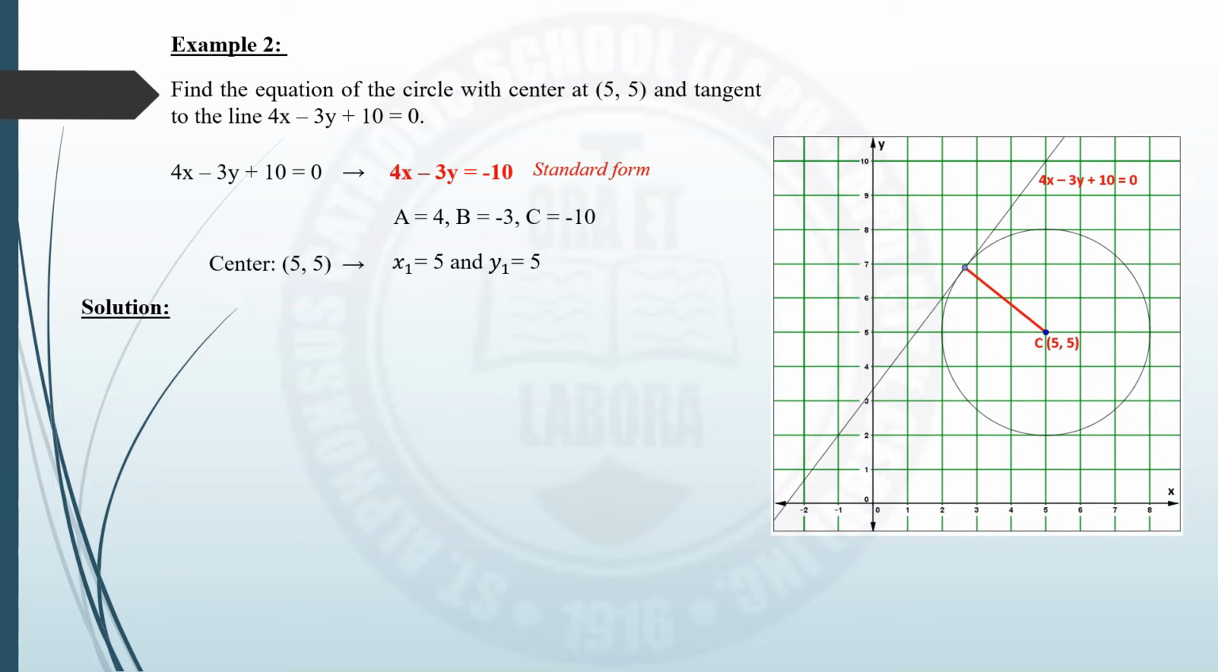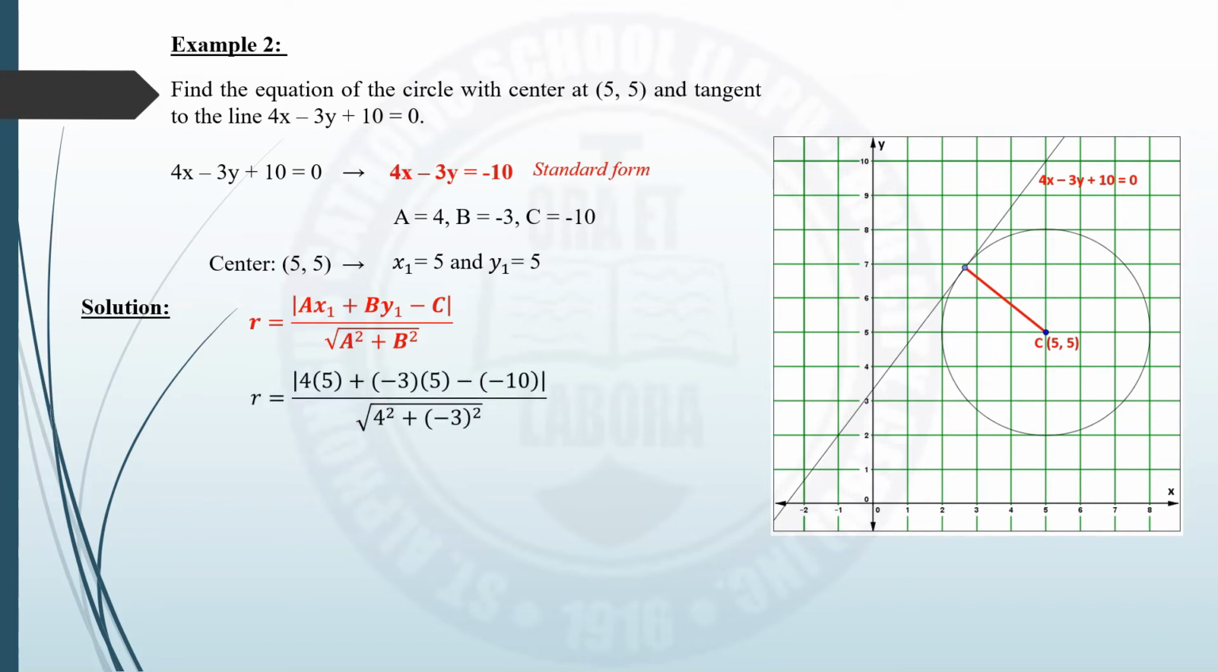So the solution is to use the formula for getting the distance from the center to the point of tangency, which is r is equal to the absolute value of a x sub 1 plus b y sub 1 minus c over the square root of a squared plus b squared. Substitute the values of the variables: r is equal to the absolute value of 4 times 5 plus negative 3 times 5 minus negative 10 over the square root of 4 squared plus negative 3 squared.